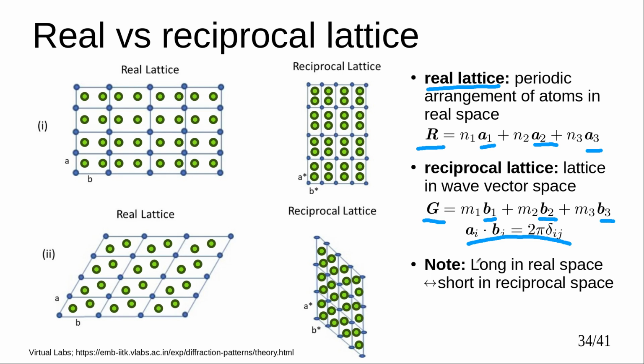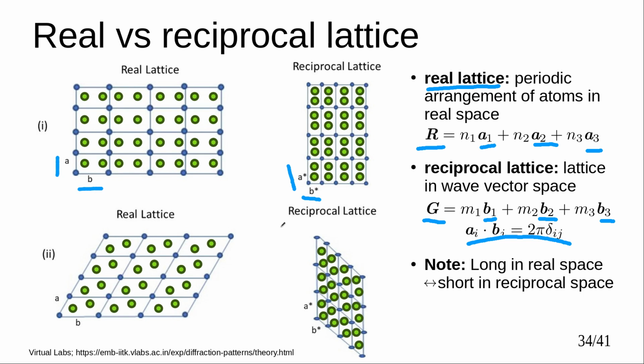And something quite important to note: a lattice vector which is long in real space becomes short in reciprocal space. Let's stick to the image for example. We have a B vector which is larger than the A vector in real space. However, in reciprocal space the B vector becomes shorter, whereas the A vector becomes larger, because of the transformation we do.